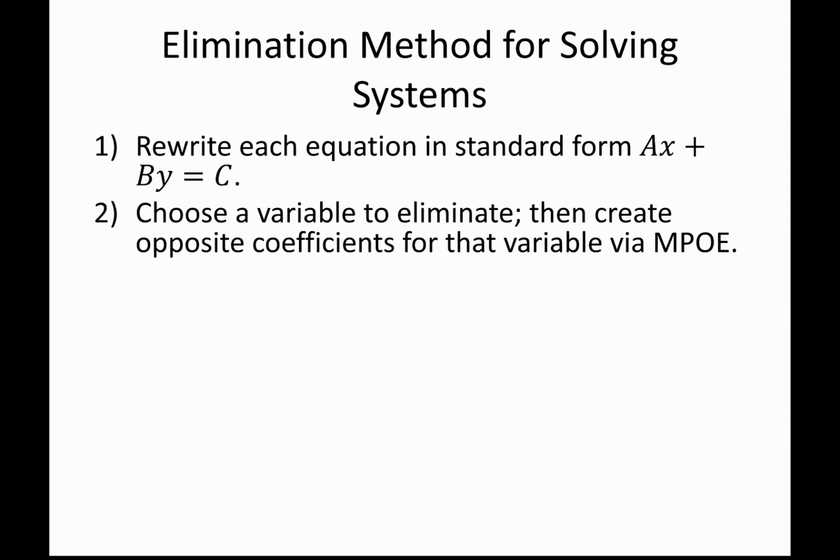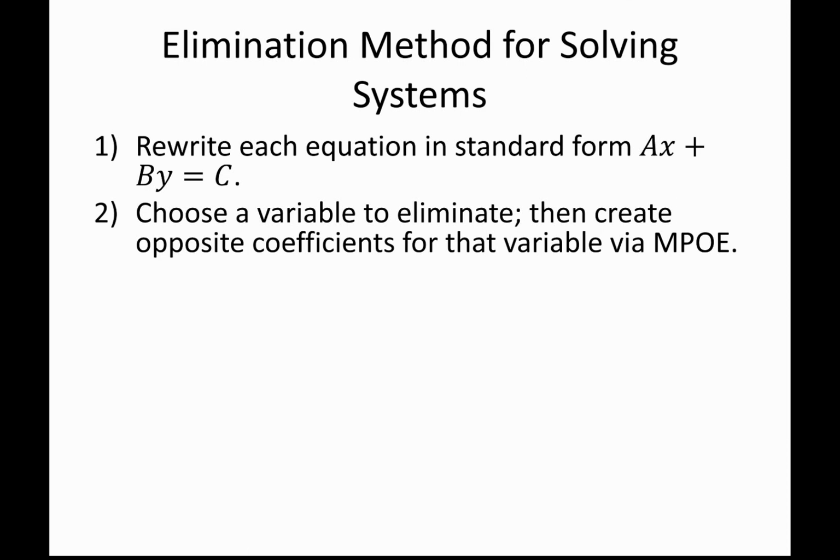Step 2 is to choose a variable to eliminate and then create opposite coefficients for that variable via MPO. Now, I'm not sure if I've done a good job of presenting you guys with the acronyms MPO, APO, SPO, or DPO, but they stand for properties of equality. MPO literally translates to multiplication property of equality, which just means that when you have an equation, you can multiply anything you want by that equation so long as it's the same value multiplied on both sides. You have to maintain that balance.